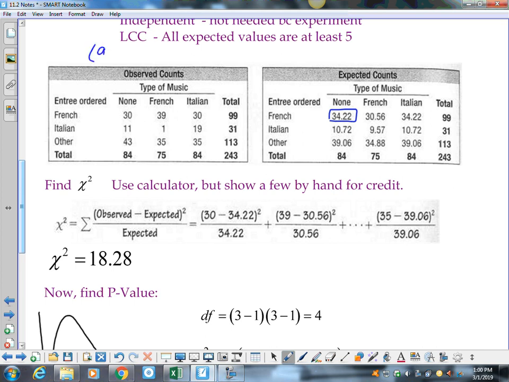Okay, so I'm doing 99. Okay, what is that spot's column total? What is your total total? What's going to be the same for each one? The 243. So check me. 99 times 84. Every one. It's a pain in the butt.